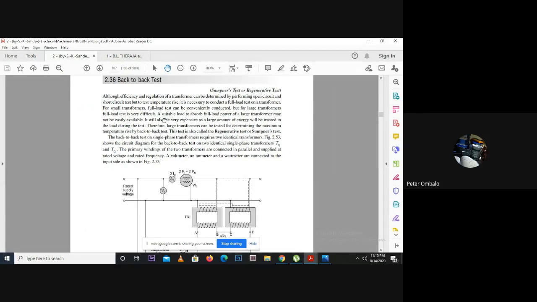Okay, so a suitable load, if you get to this point here where my cursor is, a suitable load to absorb full load power of a large transformer may not be easily available. This is why a full load test is hard to do with either open circuit and short circuit test. So it will also be very expensive, as a large amount of energy will be wasted in the load during the test. So I guess that answers question 5. And the parameters that this test tests for are also given here in this document.